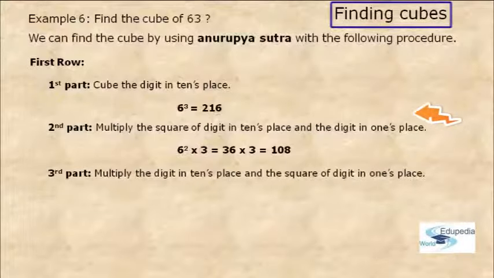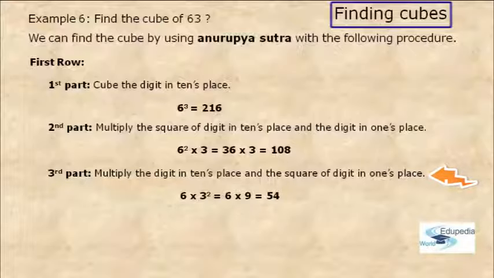Coming to the third part of the first row, here we have to multiply the digit in tens place with the square of the digit in ones place. So here in the number 63, the digit in tens place is 6 and the digit in ones place is 3. So by squaring the digit in ones place, that is 3 square, we will get 9, and by multiplying that 9 with the number 6, we will get 54 as the answer.